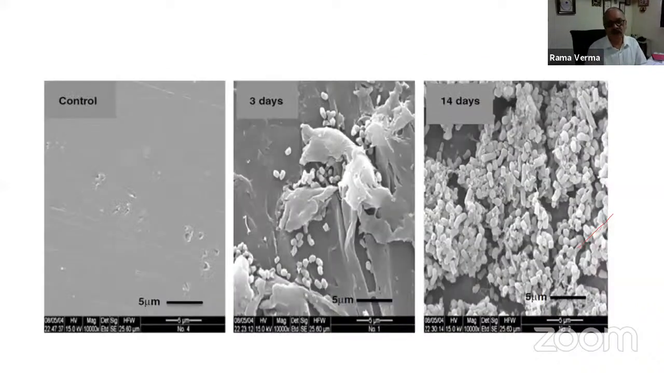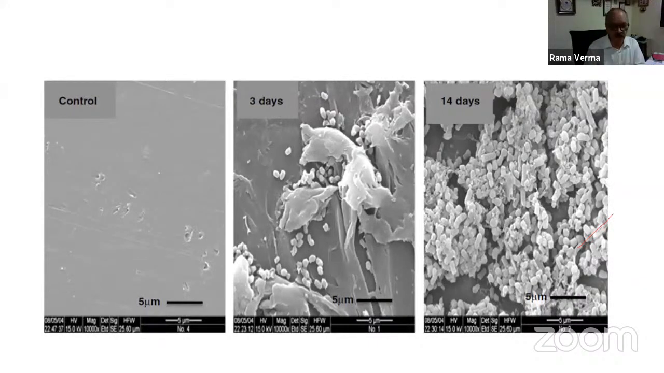You can see here how bacteria grow: control bacteria, 3-day bacteria, 14-day bacteria, and how fast they can grow. If you provide a particular material, here a plastic seed with a few bacteria, the bacteria eat it and grow faster in 3 days. In 14 days the bacteria population has increased and there is no plastic left. If you make plastic from natural resources, it can be degraded much faster. And when bacteria don't have food, they also die. So the cycle is there.